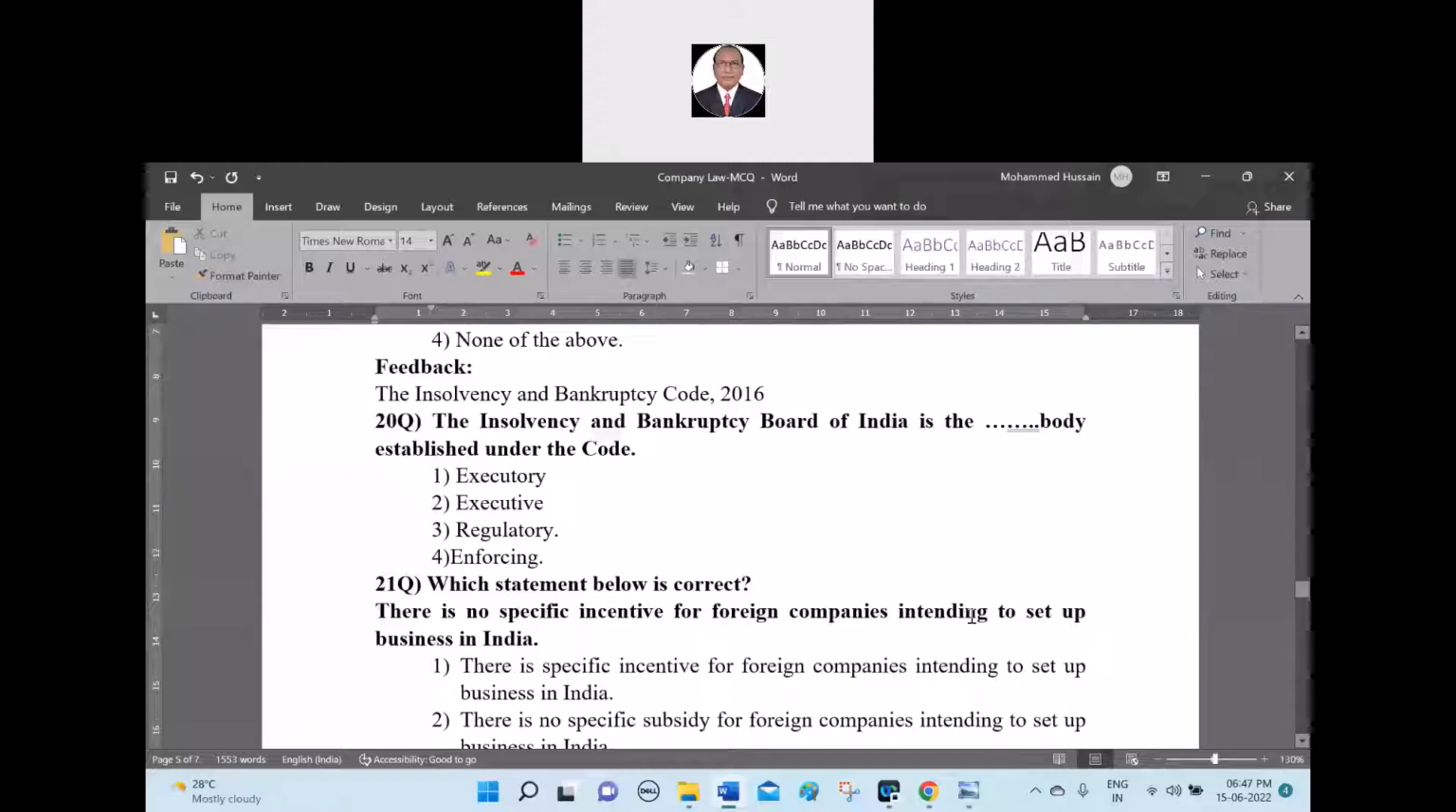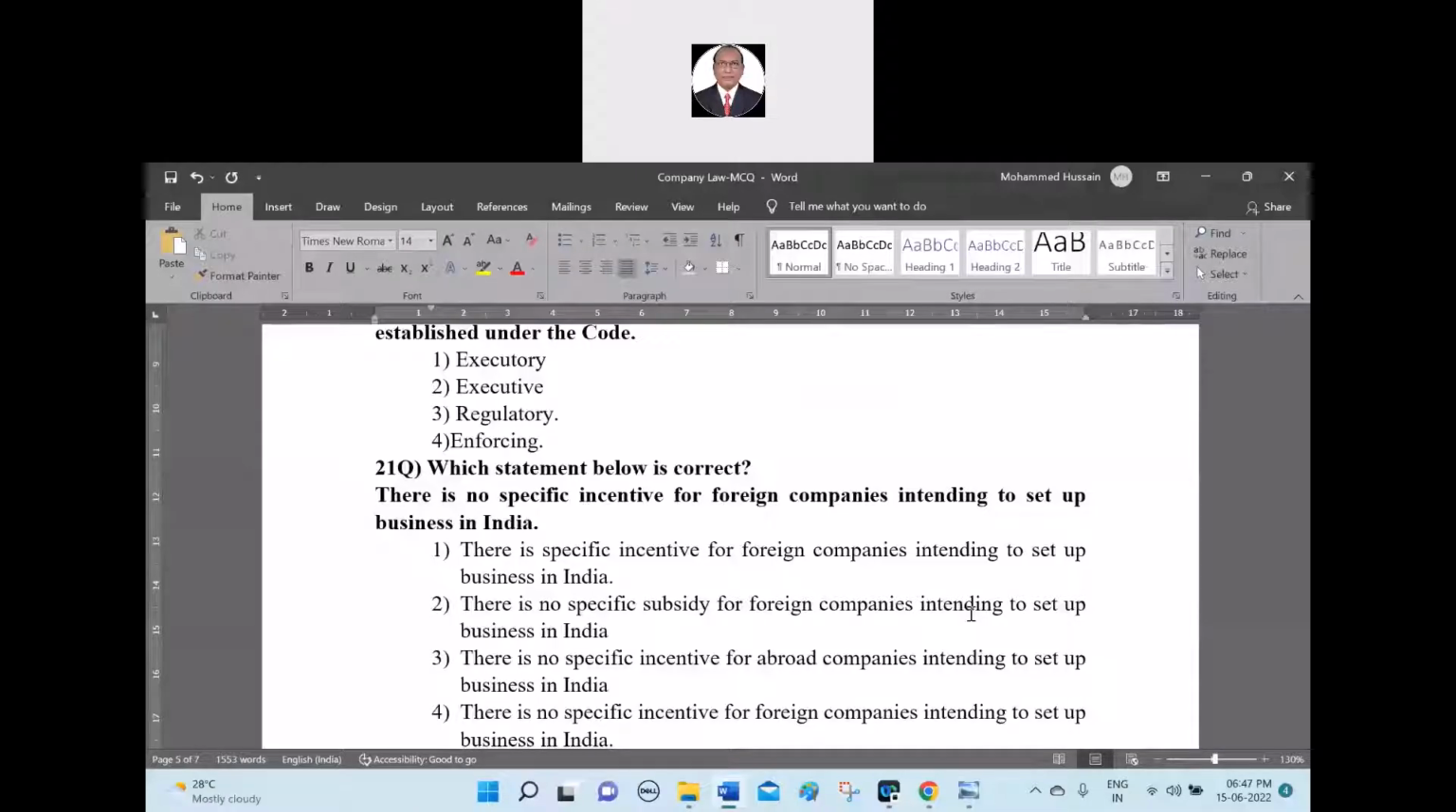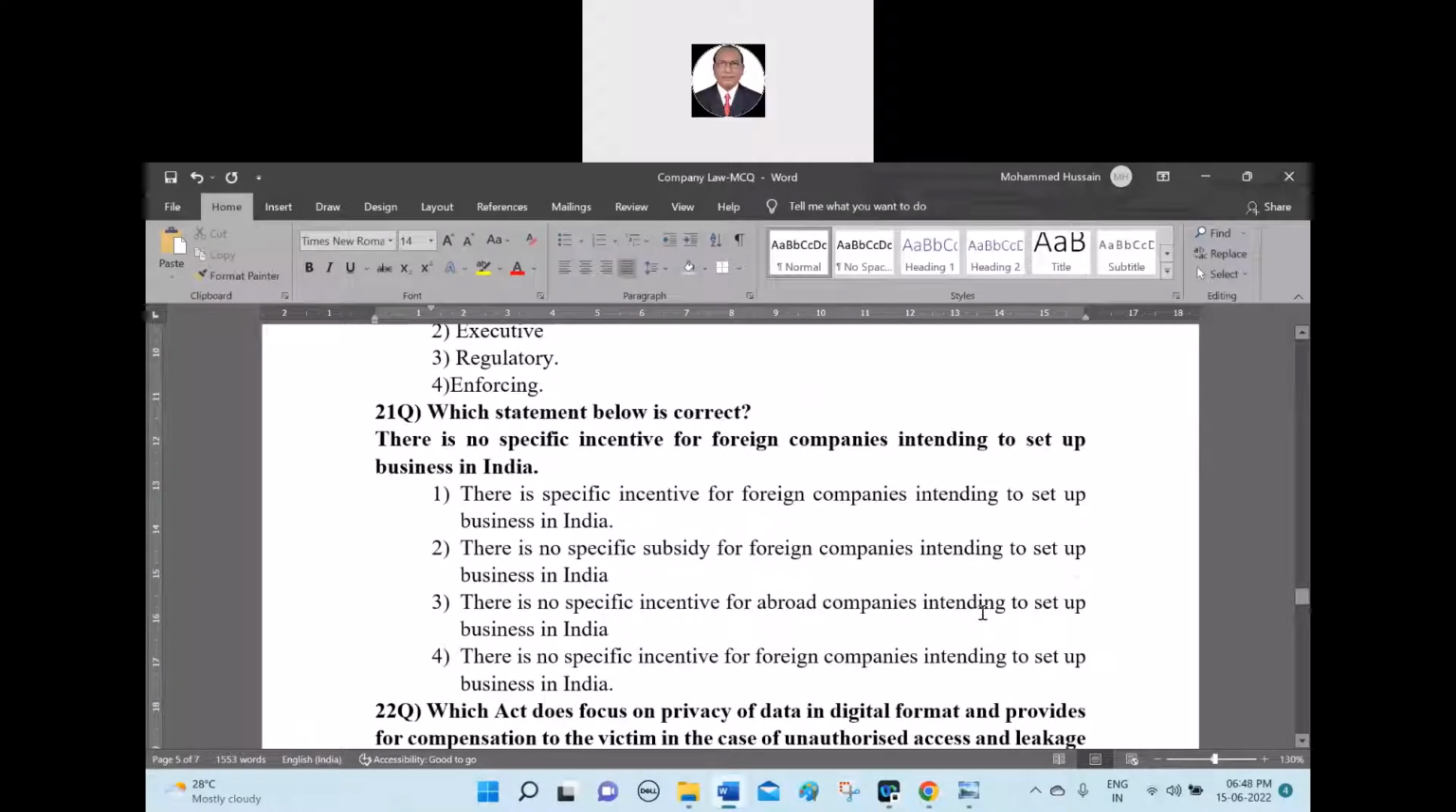21st question. Which statement below is correct? There is no specific incentive for the foreign companies intending to set up business in India. Number one, there is a specific incentive for the foreign companies intending to set up business in India. Number two, there is no specific subsidy for the foreign companies intending to set up business in India. Number three, there is no specific incentive for the abroad companies intending to set up business in India. Number four, there is no specific incentive for the foreign companies intending to set up business in India. Which one is the right answer?